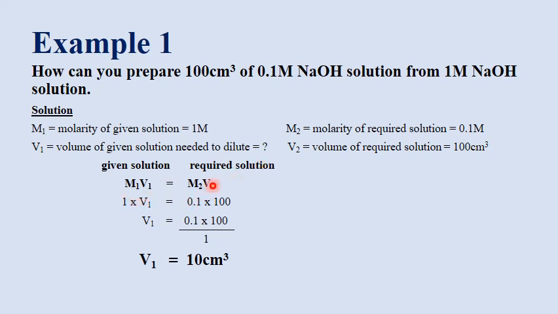By putting the values in this formula, this is what we get: 1 multiplied by V1 equals 0.1 multiplied by 100. By simplifying this equation, we get V1 equals 0.1 multiplied by 100 divided by 1, and the answer comes to be equal to 10 centimeter cube.